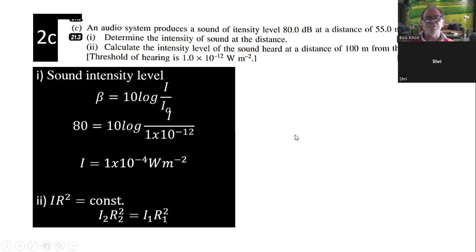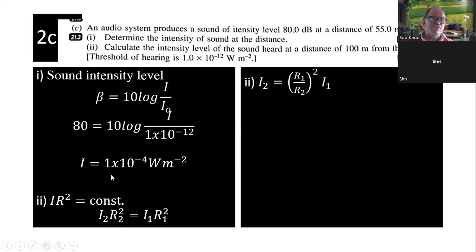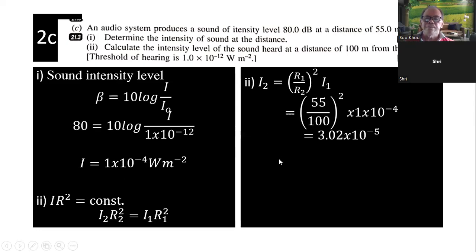Okay, I think you're too tired to think through already. Same thing, this is a new one. This is the old one. Calculate backwards. Previously we calculated from here to I. Now we calculate your new I. That's the I2. Put in your value. R1 is 55. R2 is 100. That's your I1. Calculate out. And after that, use this formula. Beta, I. This is your I. Threshold of hearing. Then use your calculator.